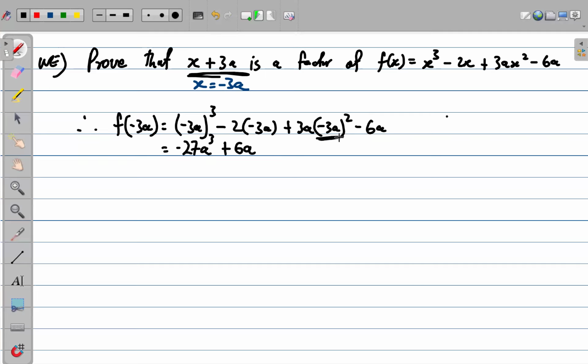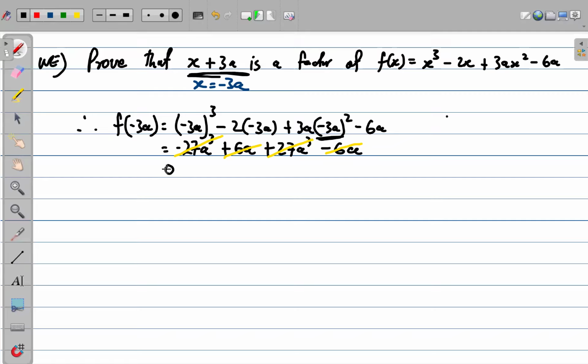This must be multiplied first to give you 9a squared. And then you're going to multiply the 9a squared by the 3a to actually get a positive 27a cubed. Then you have minus 6a. And look at what is happening now. This will take care of that. This will take care of that.